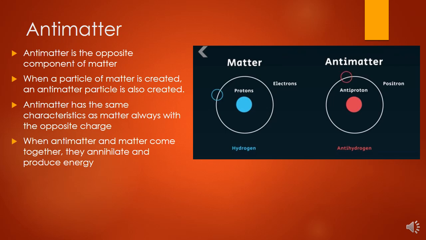So in the picture to the right, we have hydrogen, which has an electron and a proton, and antihydrogen has a positron and an antiproton. Now the reason antimatter is very difficult to find in our universe is because when antimatter and matter come together, they annihilate, which means they explode and they turn into pure energy.